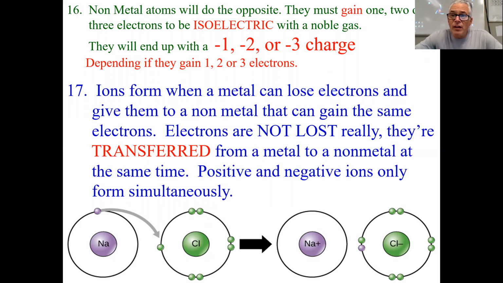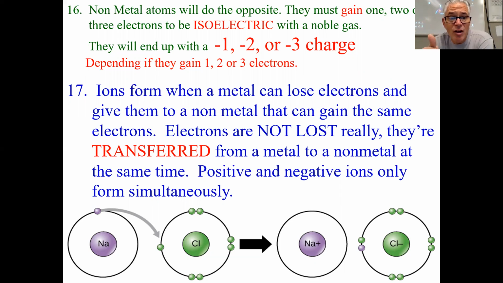The ions can only form at the same time. Positive ion and negative ion happen at the same time because the metals don't lose their electrons. They get transferred to a nonmetal at the same time. Transfer, not lost. We sometimes say a metal loses 2 electrons, but it doesn't lose them. They have to go to a nonmetal. You can't just have metal ions that are positive in a jar. You can't have a jar full of aluminum +3 ions. The ions only form when the electrons are literally transferred to a nonmetal.